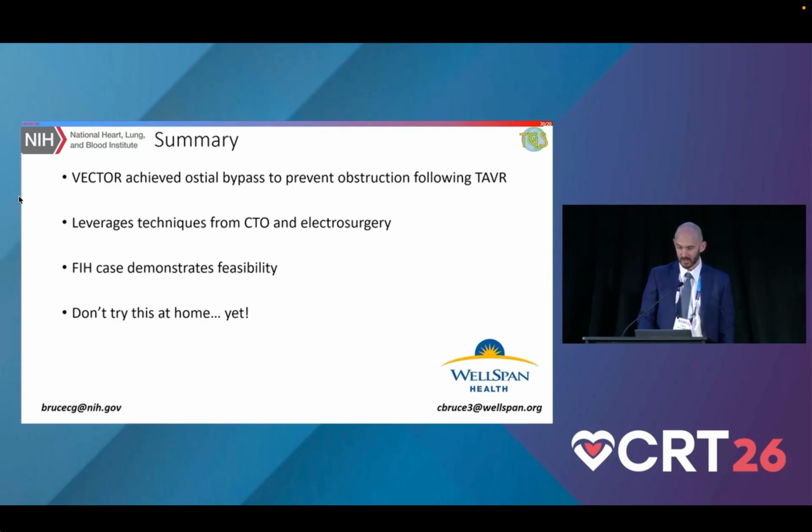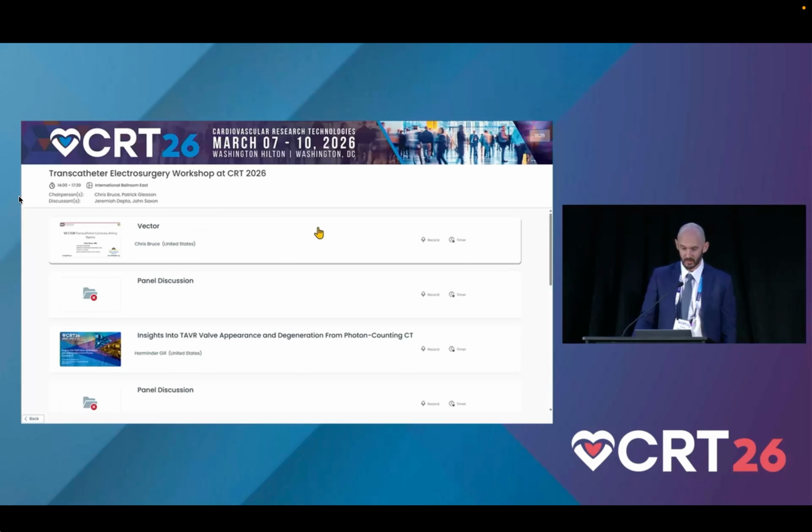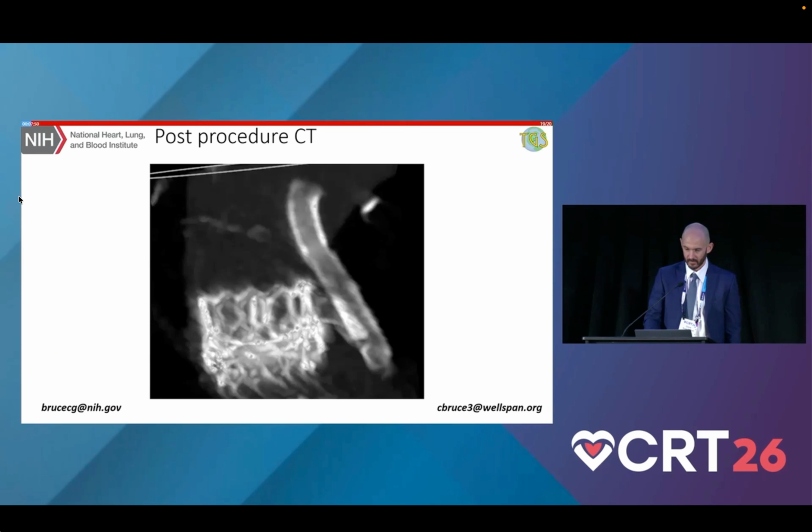I'm going to go back one just to show you the CT, if it'll let me, and it won't, and we're gone. So anyway, it worked. You can reopen it? Okay. Okay. Yeah, we're not exactly pretty.